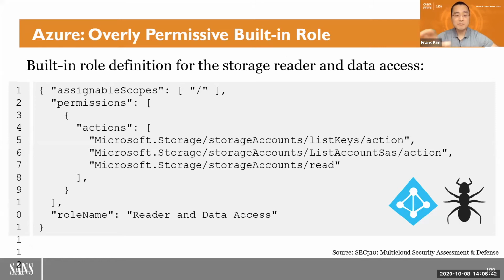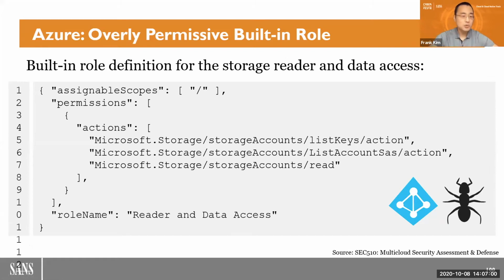What's the line number that could potentially cause issues? And this is, of course, a built-in role definition for the Azure storage reader. You can see here, lines 5 to 7, it lets you do things like list and read and so on, similar to what we saw before.